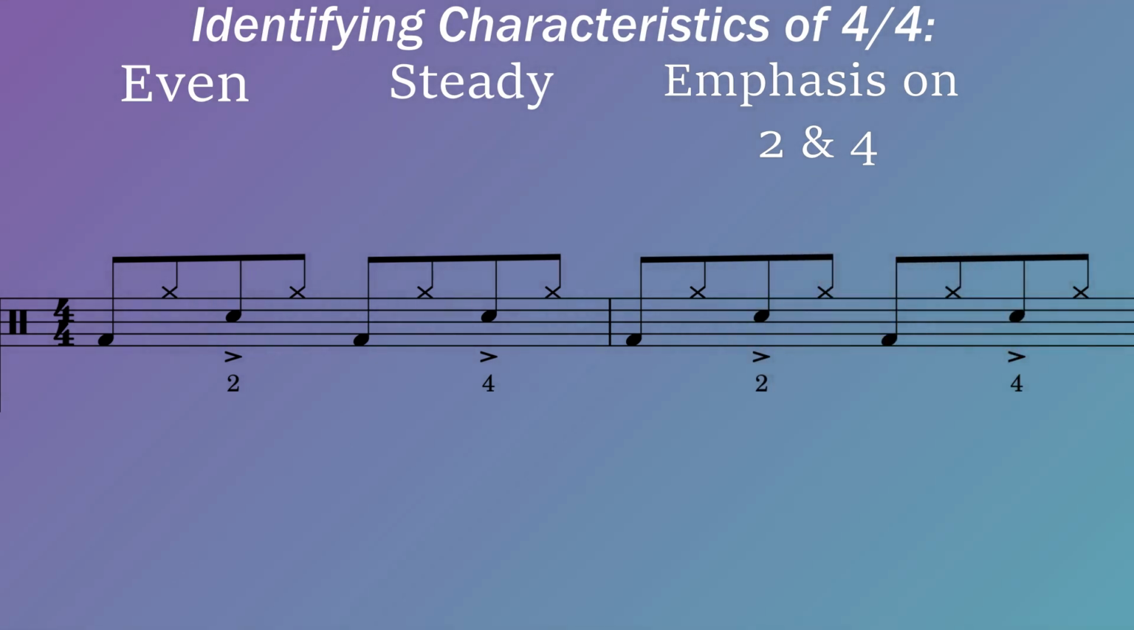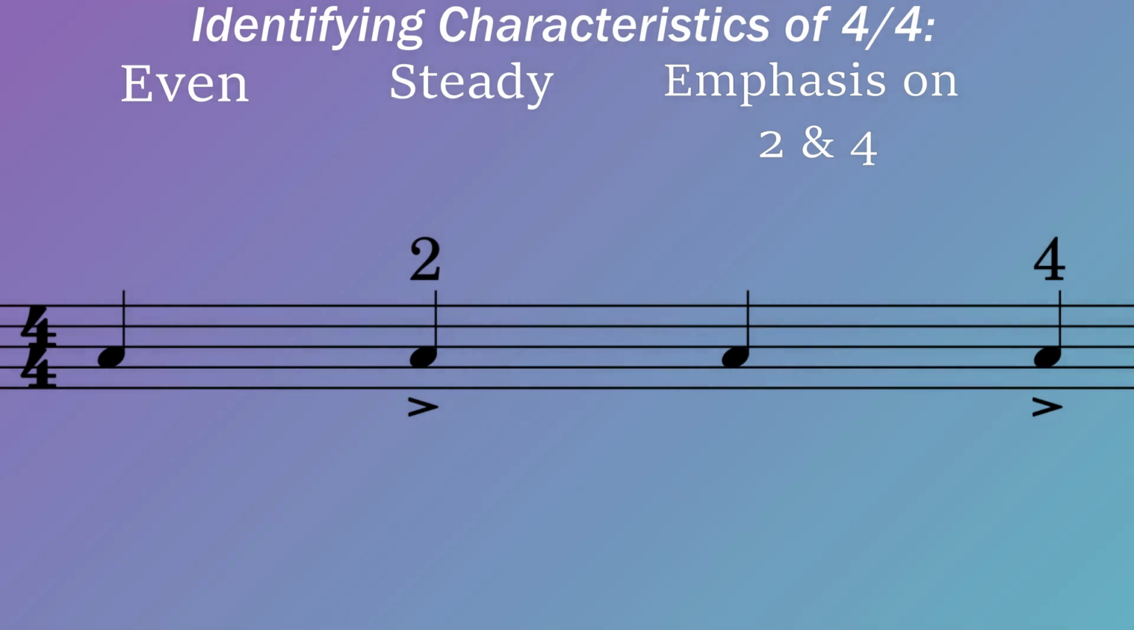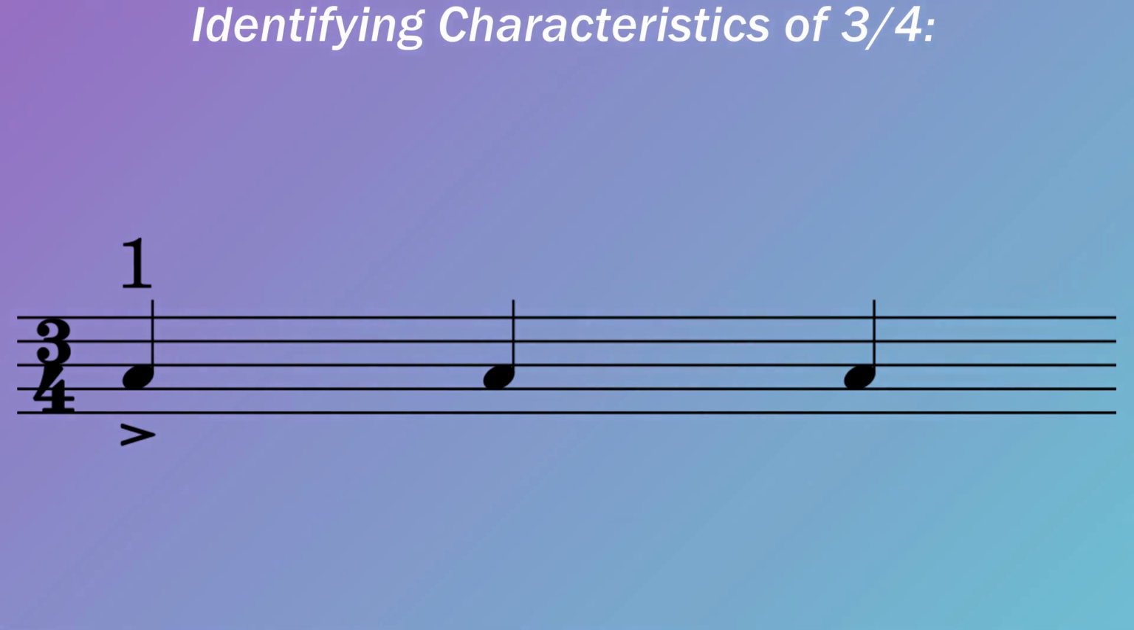Many songs in 4/4 will, either directly or indirectly, have this kind of rhythmic pattern where every other beat is emphasized. The beats will be weak, strong, or vice versa. In comparison, 3/4 will have a strong beat on beat 1, followed by 2 weak beats, so it will sound more like this.